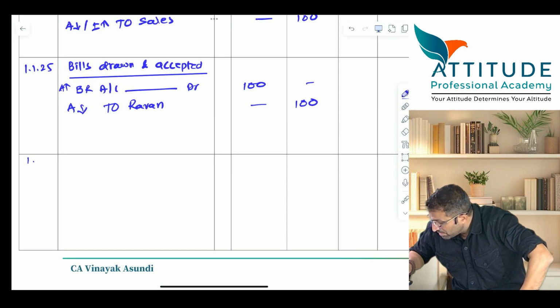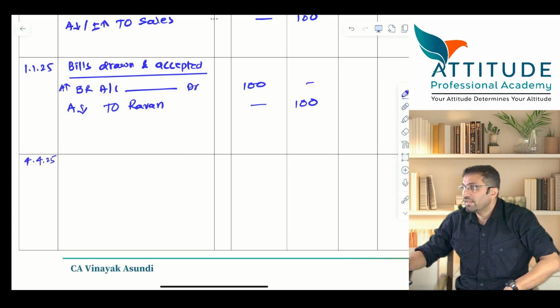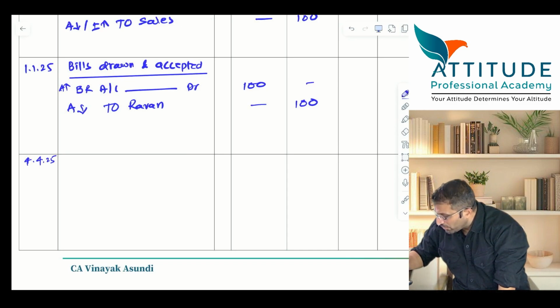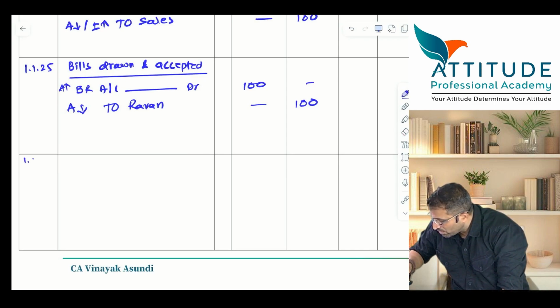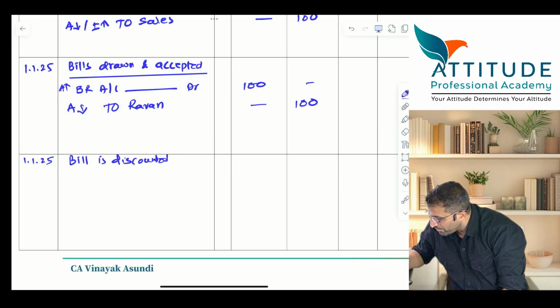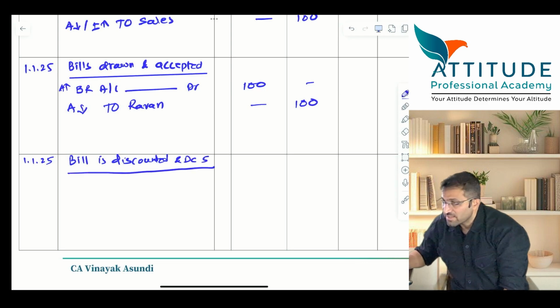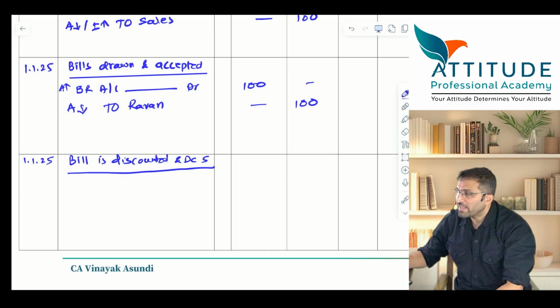Sorry, 4/4/25? No, not 4/4. 1/1, same day. Sorry, the bill is discounted on the same date. Go ahead, tell me. 1/1/25, bill is discounted. And discount charges are rupees how much? 5. DC means discount charges. DC is rupees 5. Tell me the entry.